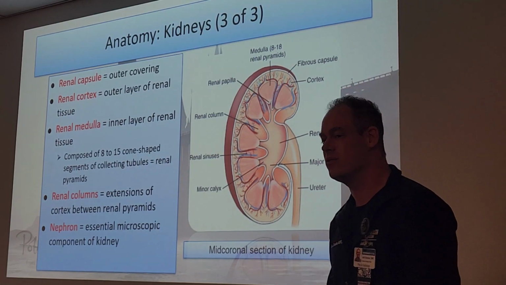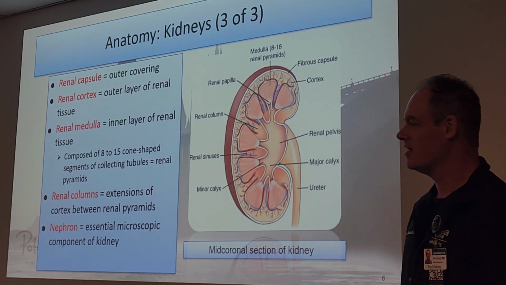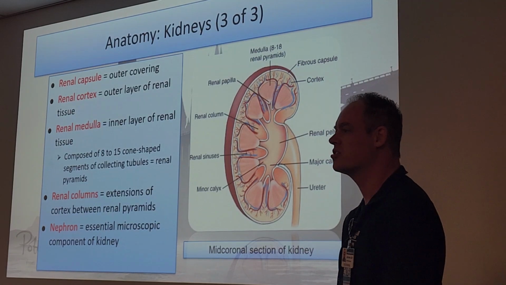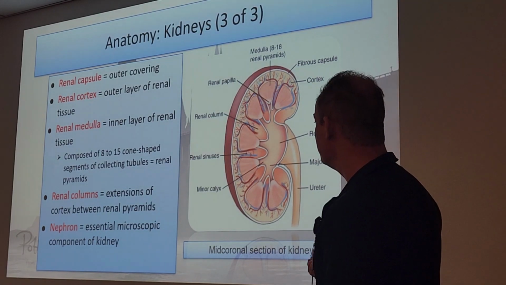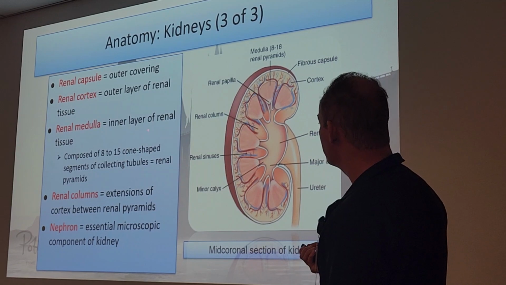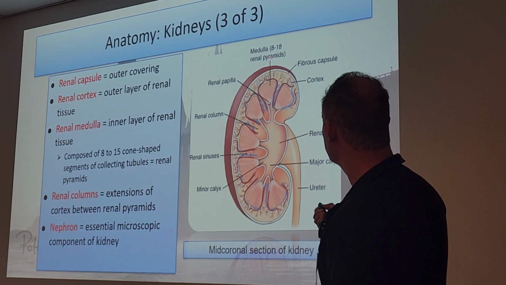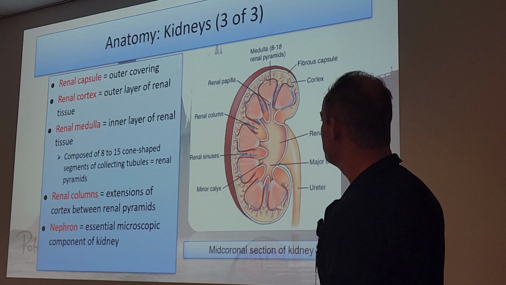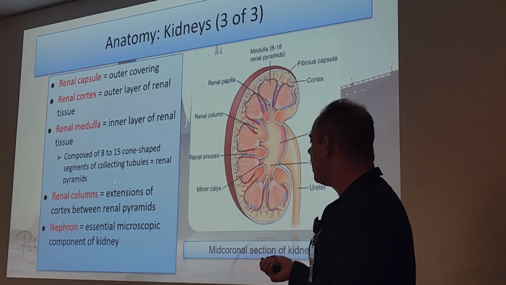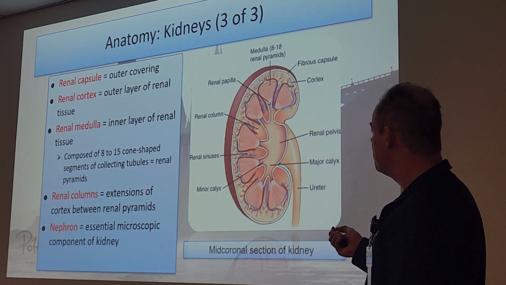If you don't know what a corpuscle is, we'll talk all about that next week. That's the microscopic element of the kidney. Renal medulla, that's the inner layer of the renal tissue. And that's what composes these pyramids, by the way. Renal medulla, 8 to 18 renal pyramids. The renal columns are going to be the extensions of the cortex between the pyramids.